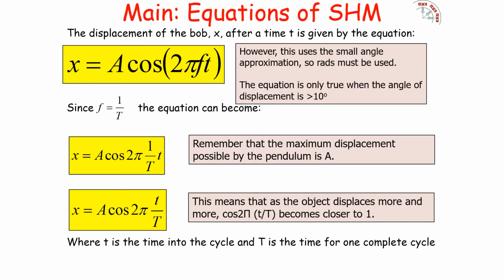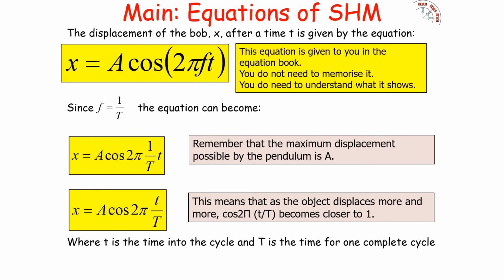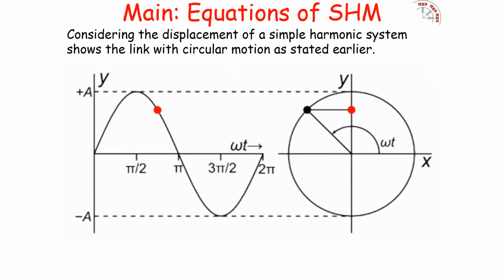It's an important idea, but we've got to use the small angle approximation for this equation. Therefore we use radians, and it can only be true when the angle of displacement is 10 degrees or less. Again, this equation for displacement is given to you in your equation book. You don't need to memorize it, you just need to understand what it shows. If you consider the displacement of a simple harmonic system with circular motion, you can see that there are similarities between the two.